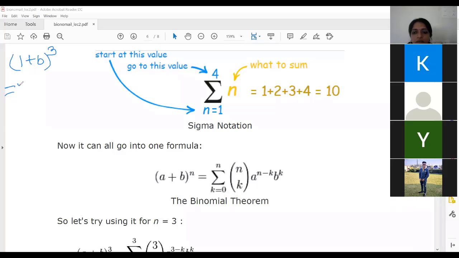Okay, now mute yourself. See, students, 1 raised to 3 is just 1. Plus, here, 3 times 1 square. See, I will write the direct answer here: 1, 3b, 3b square plus b cube. Okay.